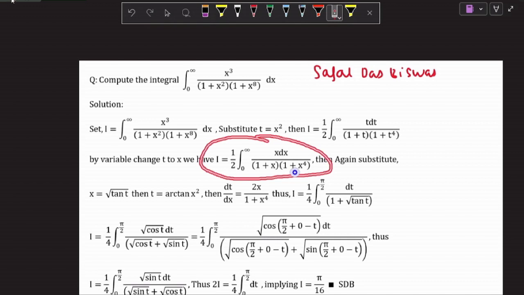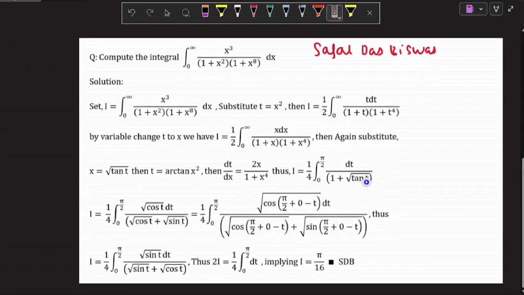Then comes the most breathtaking part of this video, which was this substitution: x square is equal to tan t. Then we have t is equal to arc tan of x square, which is tan inverse x square. Then by using the chain rule, we have dt as 2x dx upon 1 plus x power 4. So we get I as this. So we put tan t as sin t by cos t, and we get this.